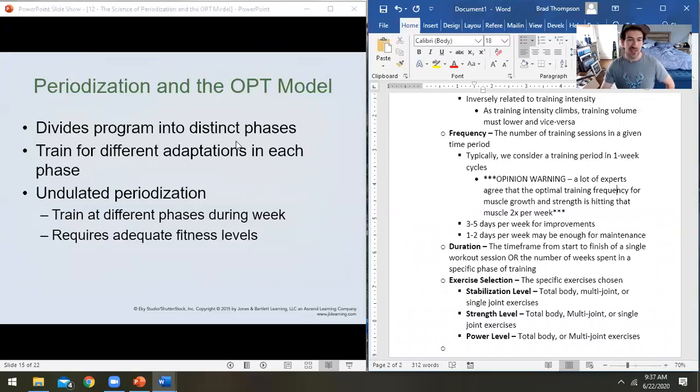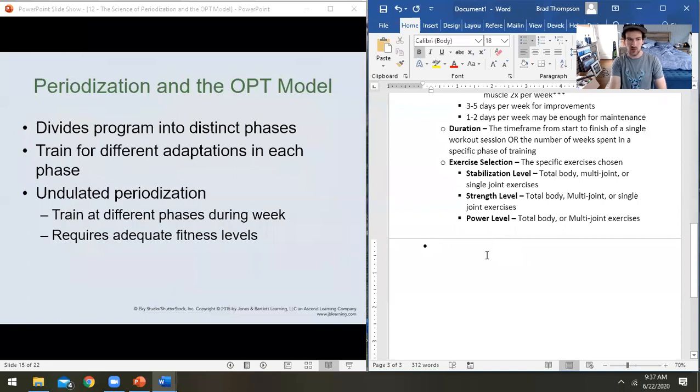So, periodization in the OPT. It will divide it into different phases, right? We got phases 1, 2, 3, 4, 5, and there's different adaptations for each, either stabilization or endurance or hypertrophy or maximum strength or power. Now, one of the coolest ways that we do periodization, we have two different versions here. We have undulating and linear.